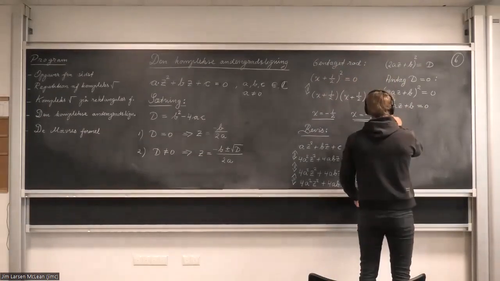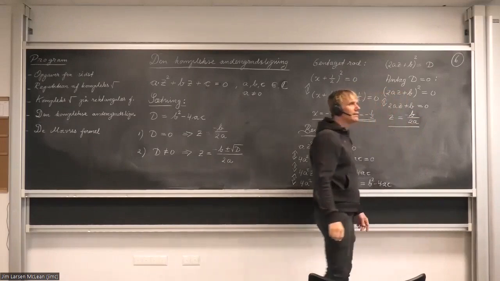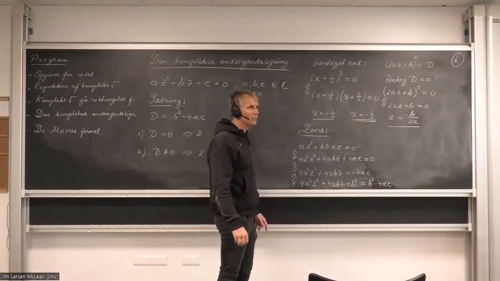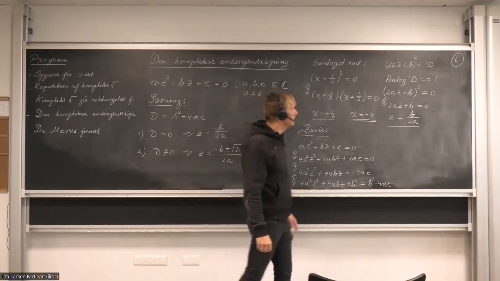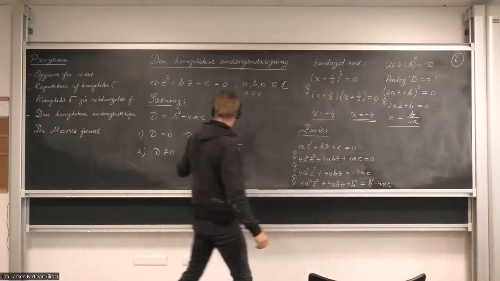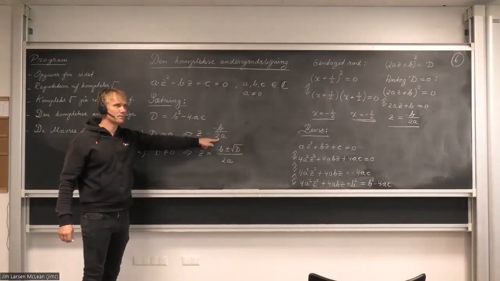So now we've proven the first point, that z equals negative b divided by 2a, and that's the one solution with algebraic multiplicity of 2, because it's a repeated solution. So that's what you do if d is 0, and that's what we claimed in our theorem here. So now we've proven half the claim.